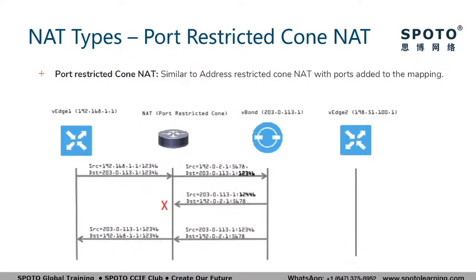The third one is port-restricted cone NAT, similar to address restricted cone NAT with ports added to the mapping. When the mapping conversation started, it has a specific port. Only the conversation with this port attached will be allowed. Otherwise, it is denied. This is port-restricted cone NAT.